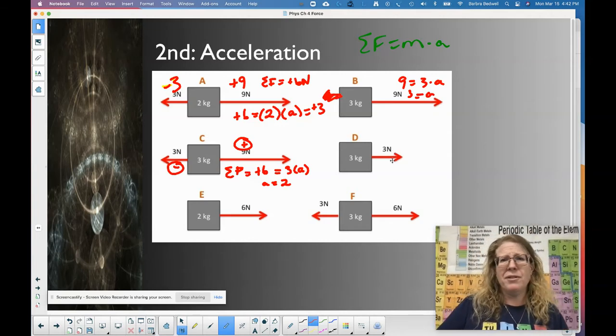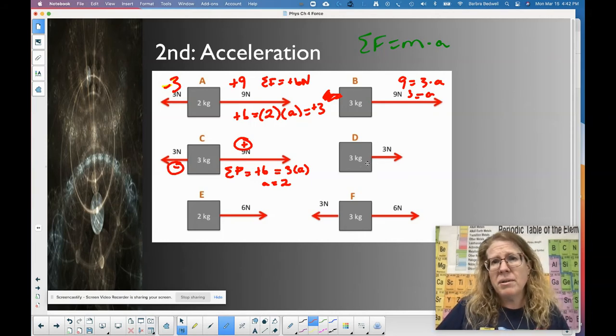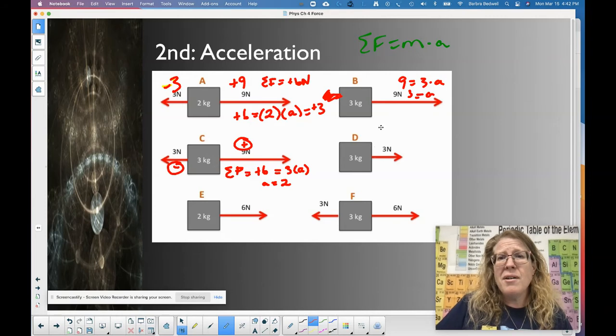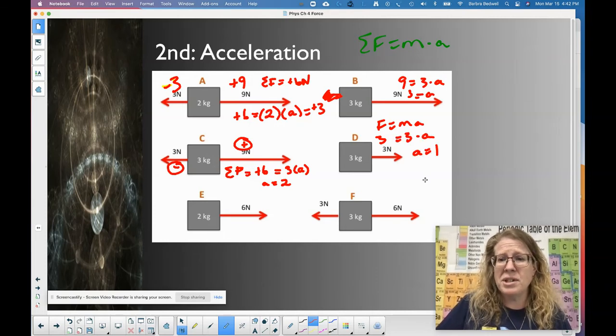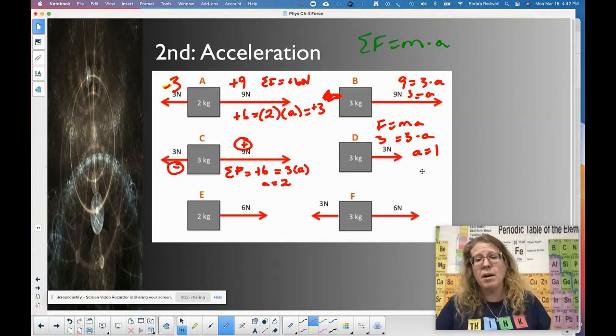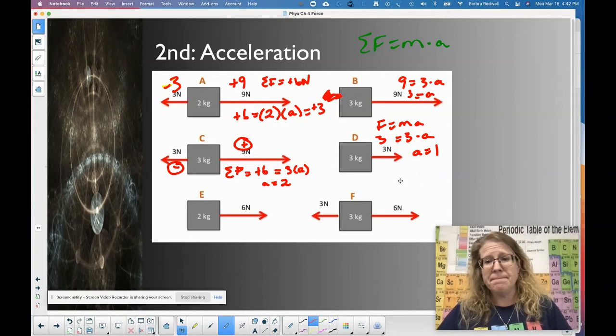Similarly, I know you can figure this one out right now, right? Now I've got a 3 Newton force on a 3 kilogram object. Our acceleration is not going to be very big, right? I've got this bigger mass. I have a lesser force. F equals ma. 3 newtons of force equals 3 kilograms of mass times acceleration. Our acceleration here is equal to +1. It's speeding up, but it's not speeding up very fast.